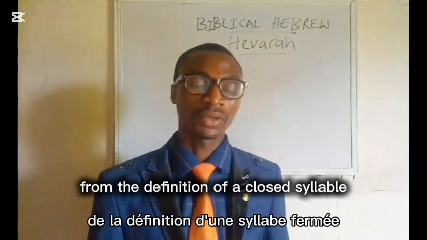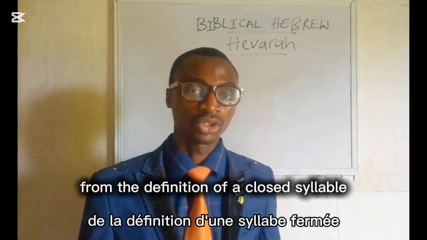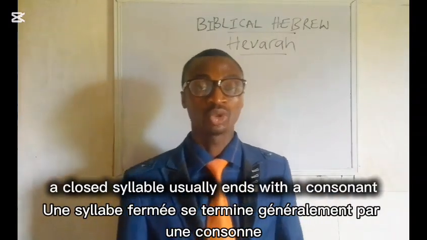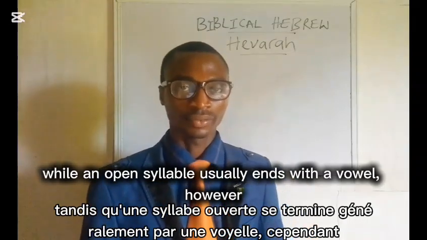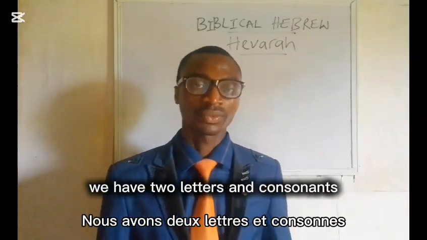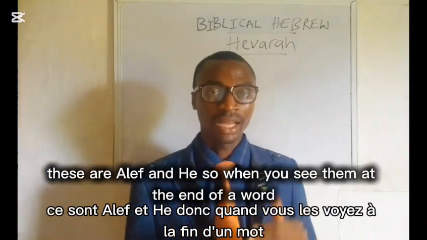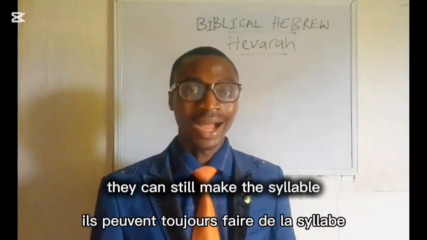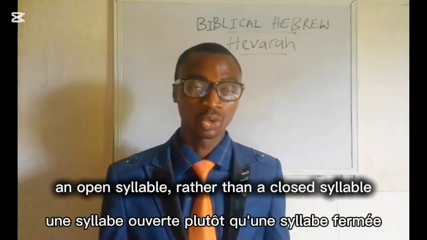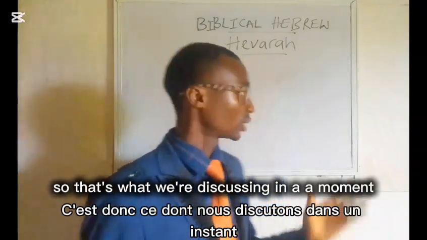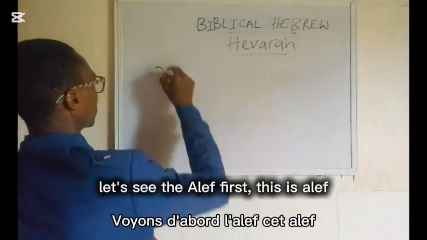From the definition, a closed syllable usually ends with a consonant, while an open syllable usually ends with a vowel. However, we have two letters among the consonants, these are aleph and he. So when you see them at the end of a word, you can still make the syllable an open syllable rather than a closed syllable. So that's what we're discussing in a moment. Let's see the aleph first.